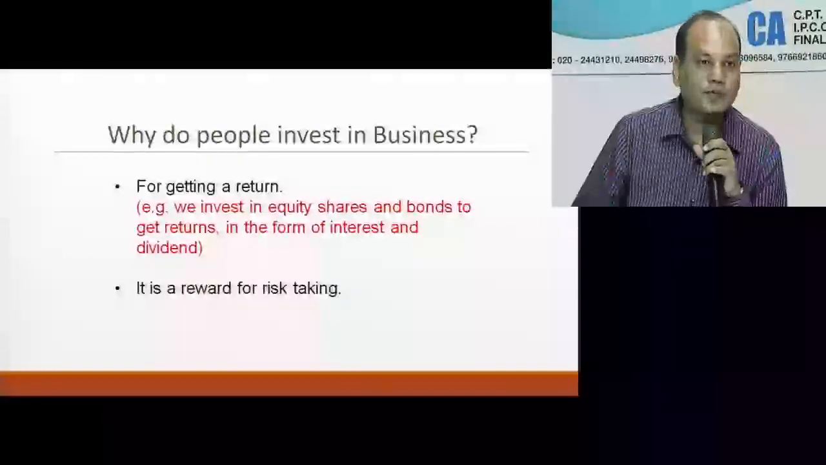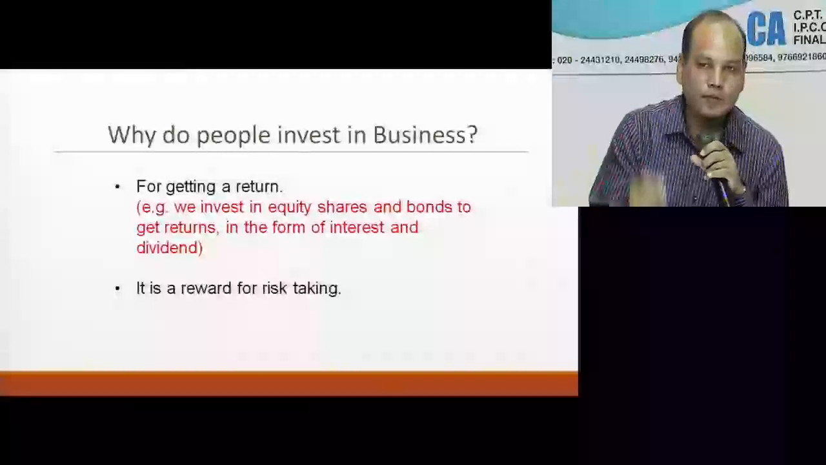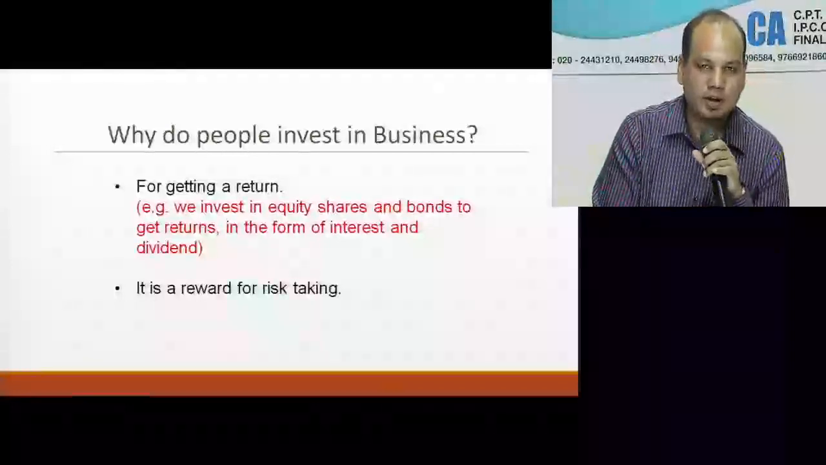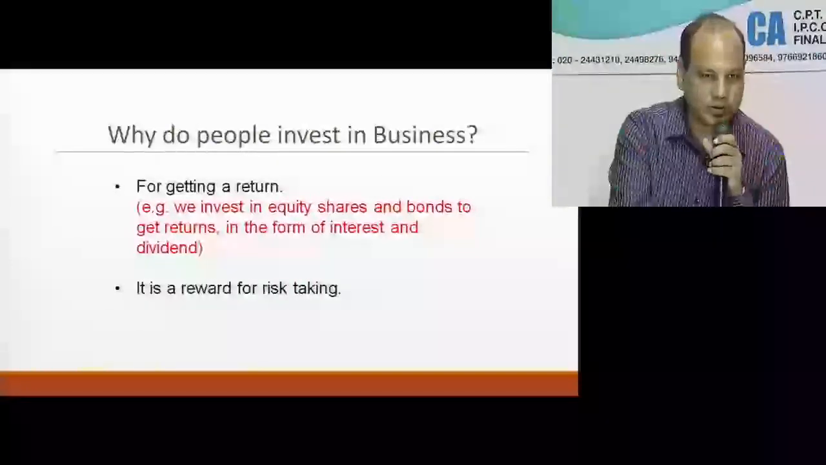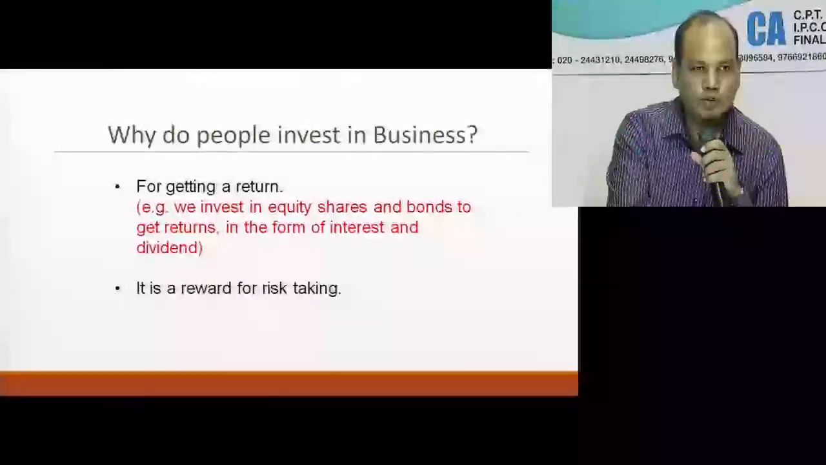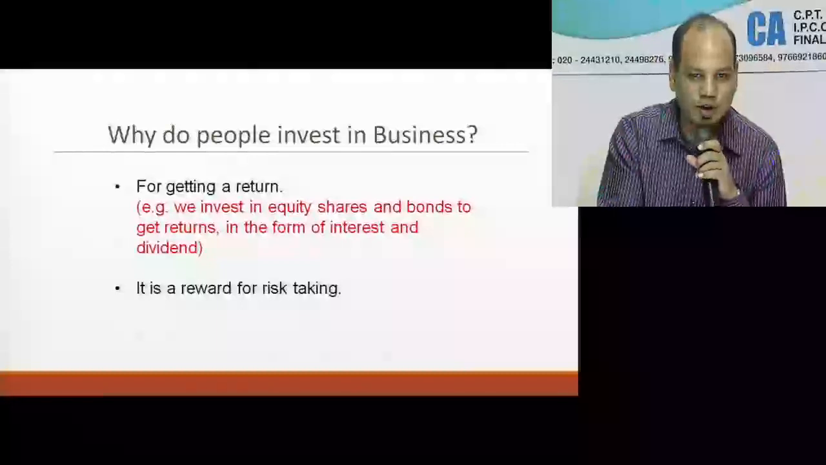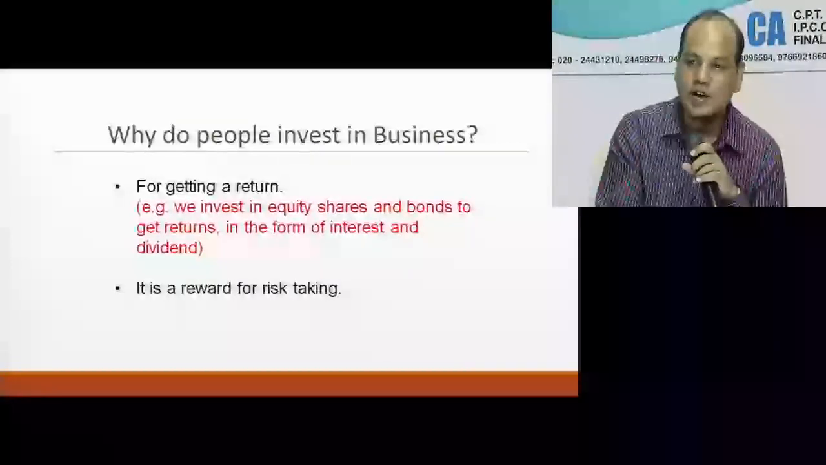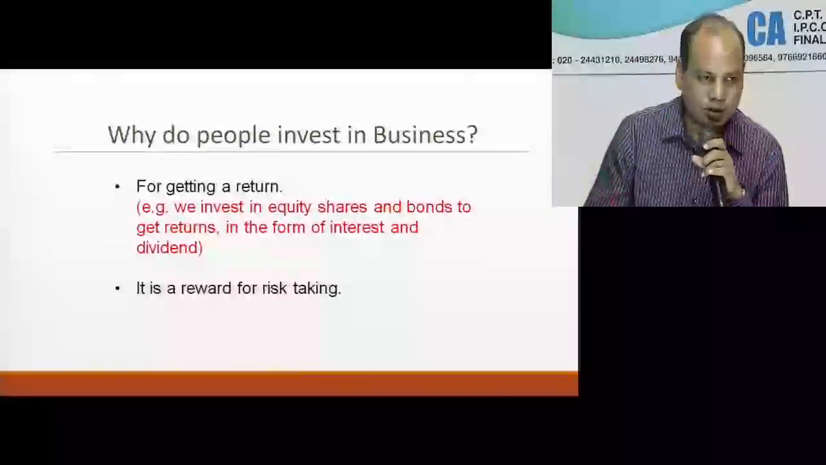And the next thing, a businessman wants to earn a reward for taking the risk. There are two options before you, to invest in a government security and to invest in a business. If government security gives you 8% rate of interest, would you like to earn the same 8% return in business also? No. You want more or less? Why do you want more? Because in business you are also taking the risk. Government bond gives you an assured return. Business does not give you an assured return. In business there can be losses also. Okay. So you are taking a risk.